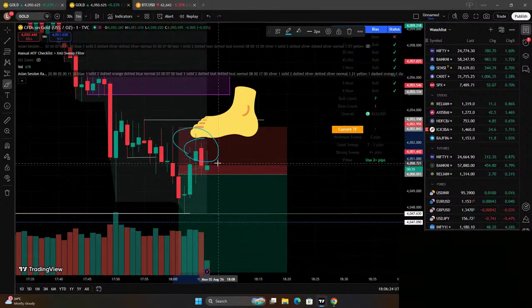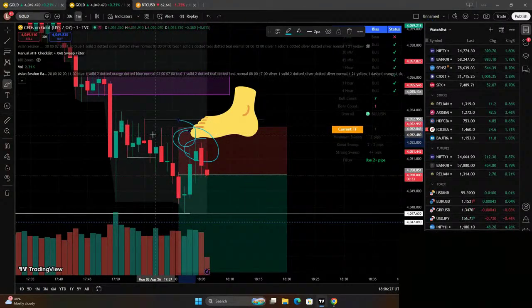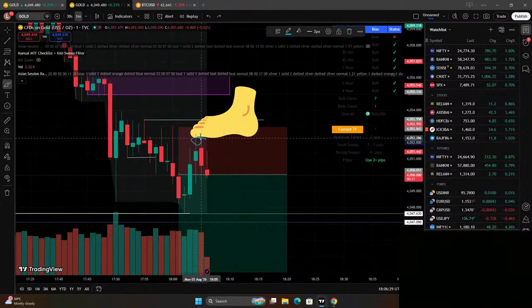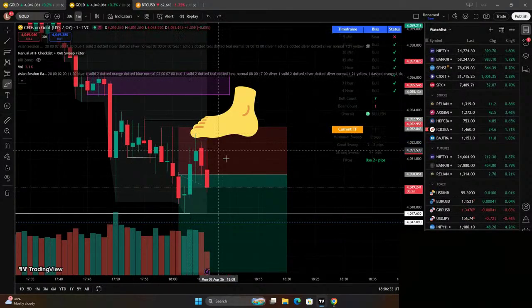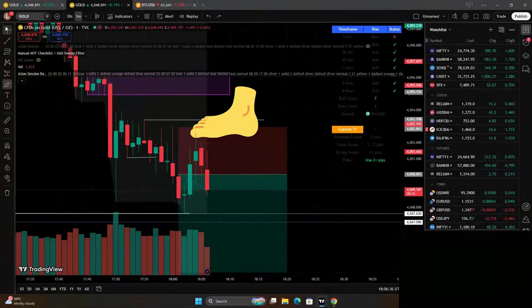It can pretty much go down. Look, there are hidden sellers over here, and it can go down from here as well. There you go. Your move selling from here.